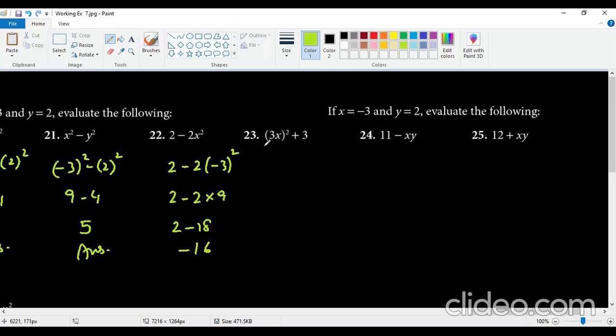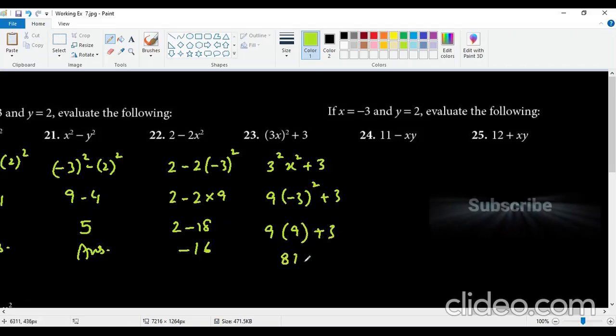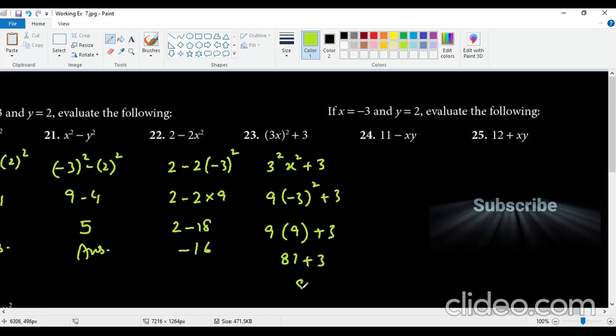Now the value of 3x is multiplied by itself. That means 3 square and x square plus 3. You can write this way also. So this is going to give you a 9, and the value of x is negative 3, plus 3. So this is going to give you a positive 9 plus 3. 9 times 9 is a 81, plus 3 is going to give you 84.